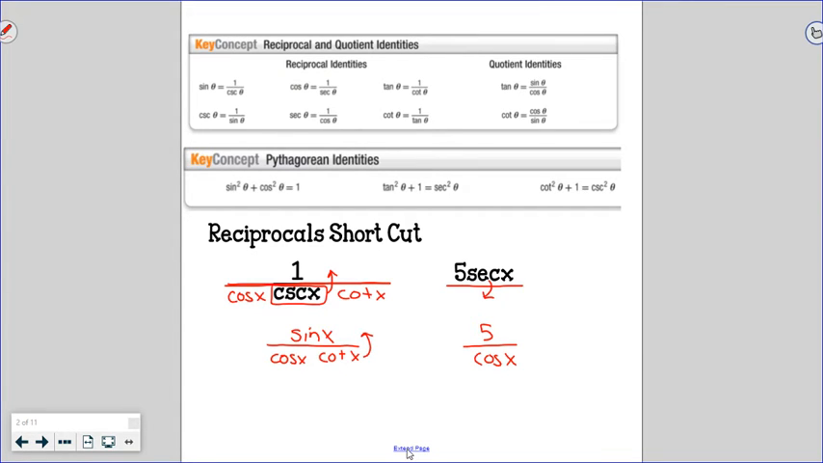And for different reasons, we would want to move things around a fraction. A lot of times we're trying to get it to say sine or cosine, and that's a shortcut instead of having to go the longer route to get that accomplished. Any questions on that?